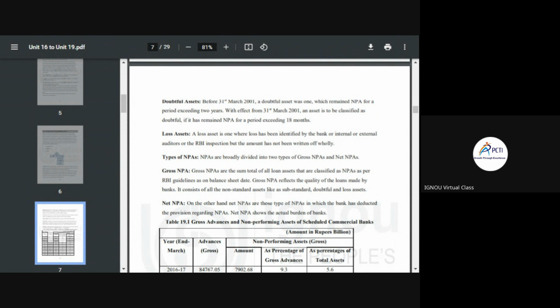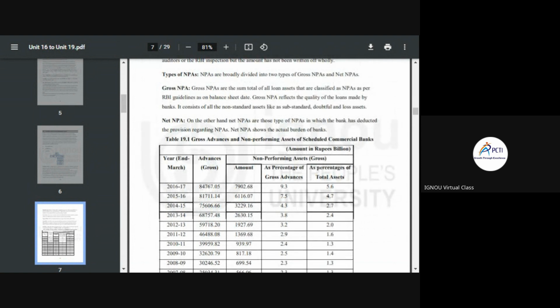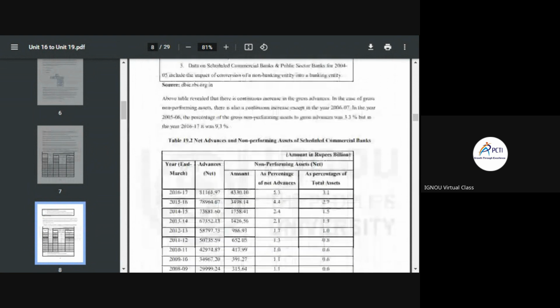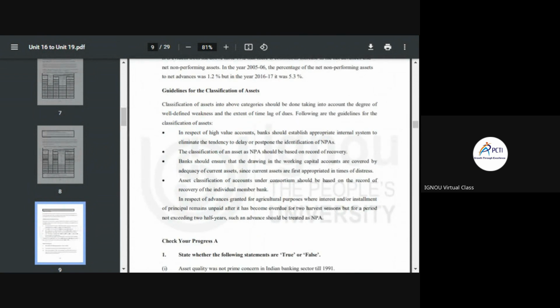Net NPA basically are those type of NPA in which the bank has deducted the provision regarding NPA, and the net NPA shows the actual burden of the bank. So like this, we have the gross advances and non-performing asset of scheduled commercial banks. You can see these tables. Then we have some guidelines basically for the classification of assets.